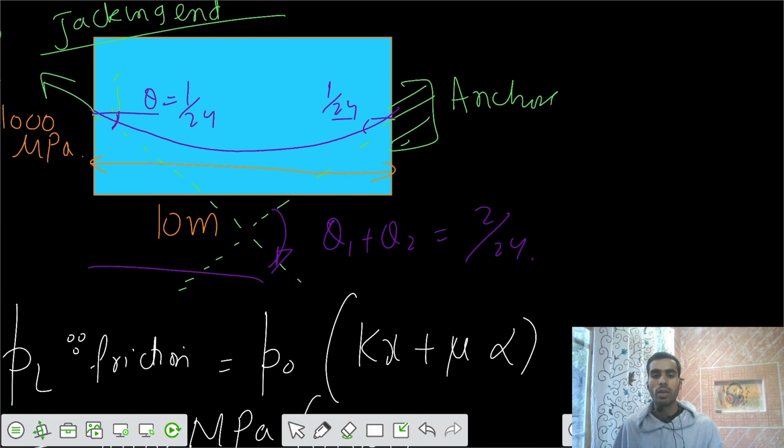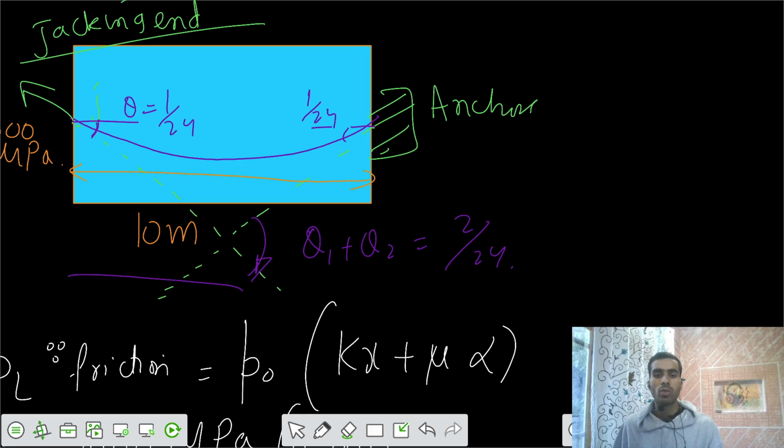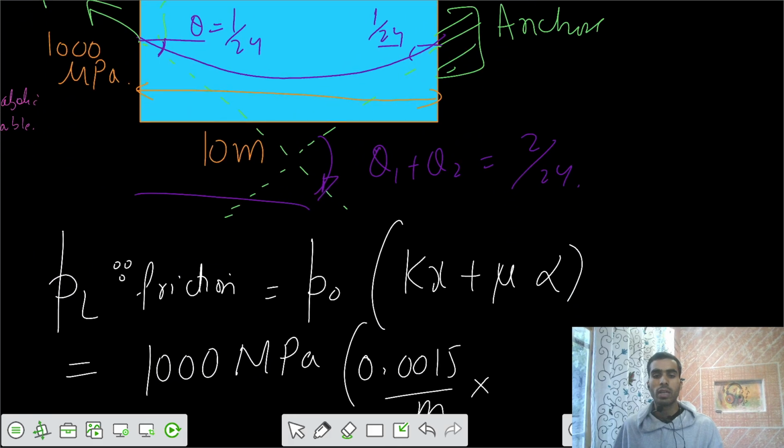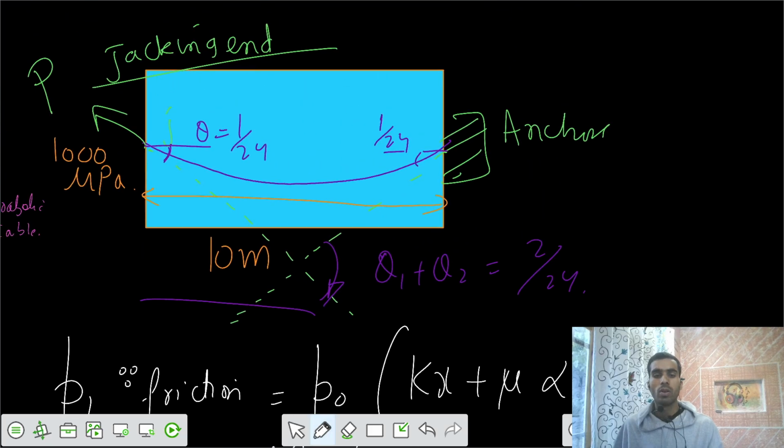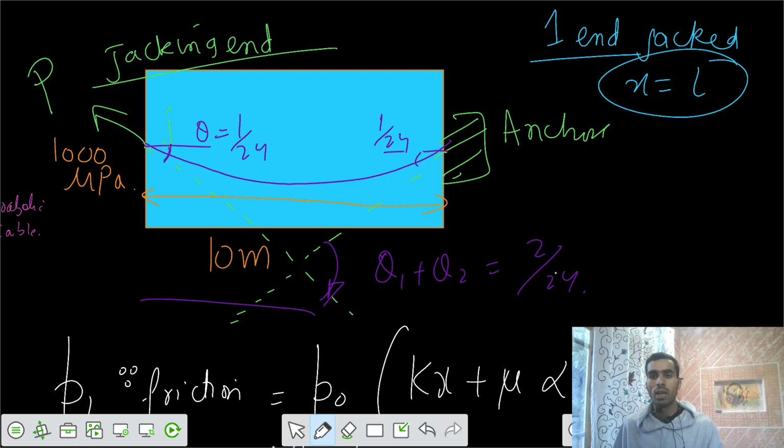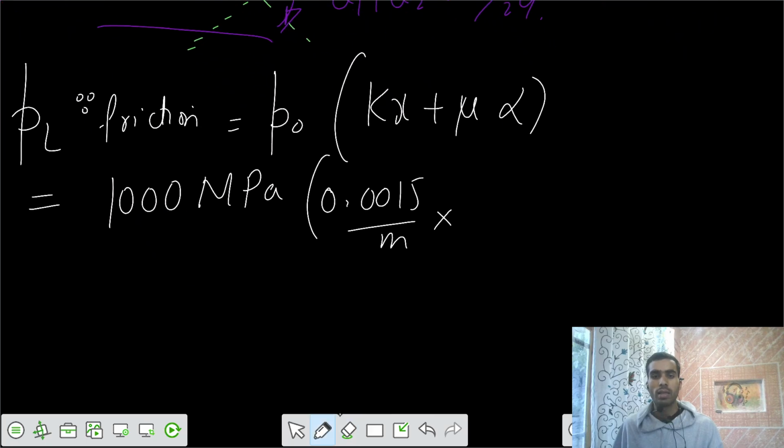The X value is the length between the two concerned points, between the two critical points. So if only one end is jacked, at that time we say X value is equal to L. The loss is going to increase from X equals 0 to X equals L. So your value of X equals L, that's 10 meters, plus mu alpha.